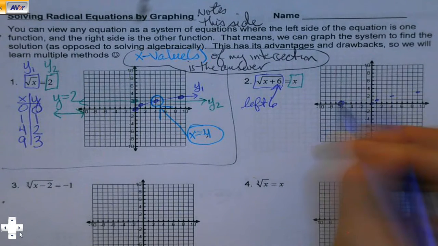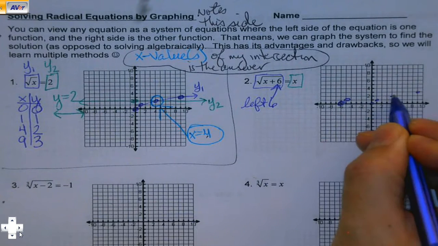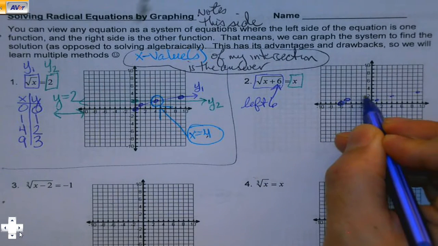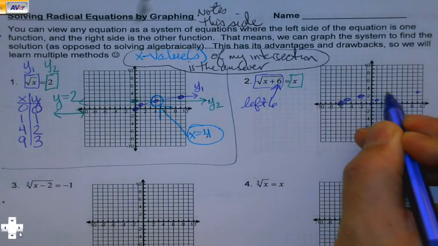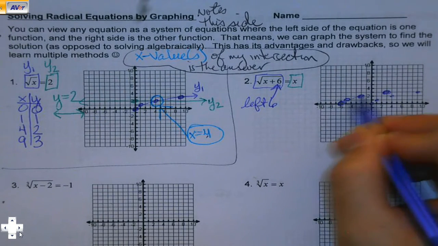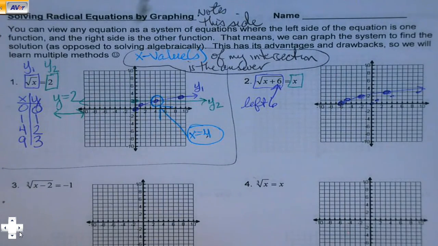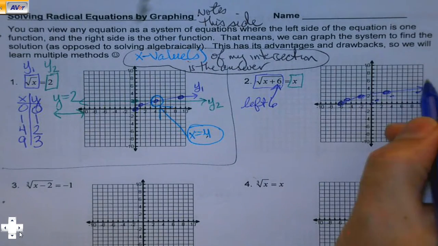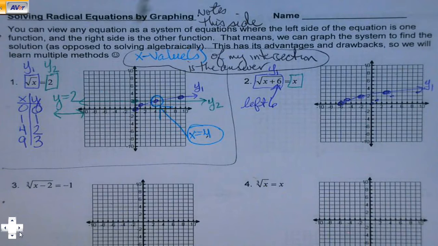And then we'll make these dots bigger. 1, 2, 3, 4, 5, 6. 2, 3, 4, 5, 6. Okay, so that would be the graph of my function, the square root of x plus 6. And I'll label these again as we do them.